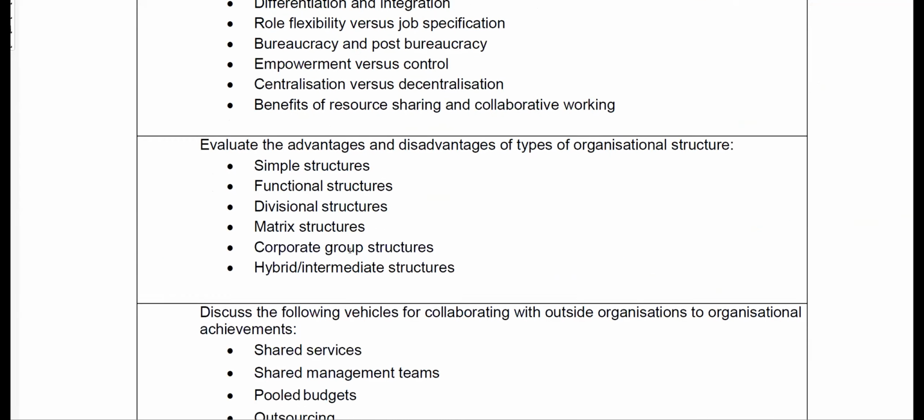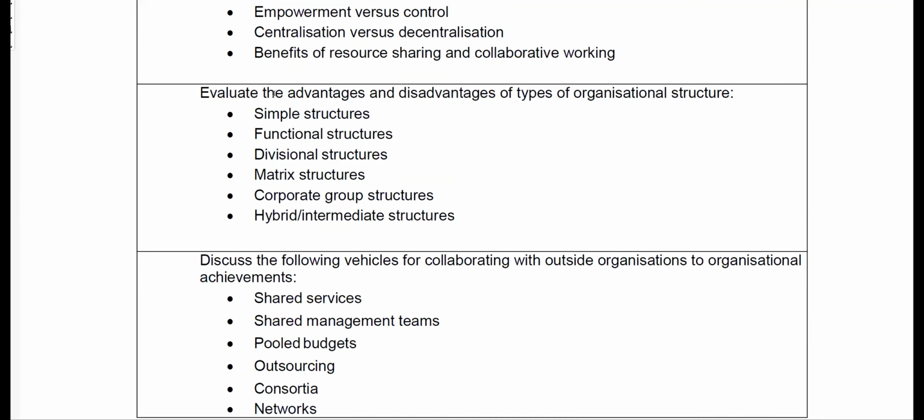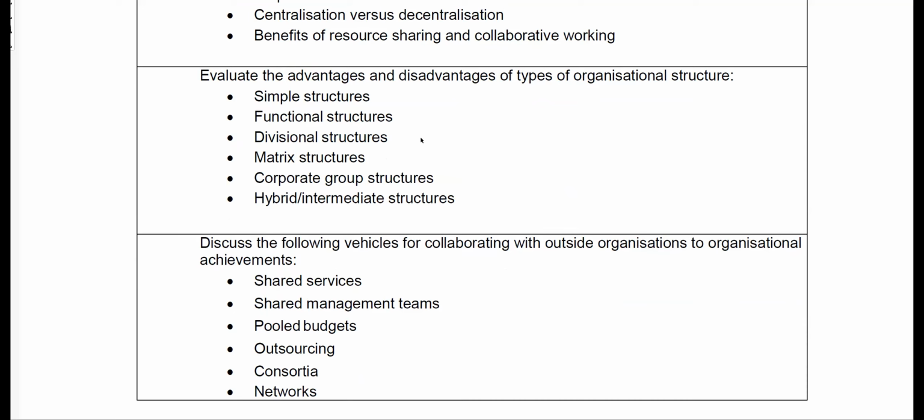So the next model has to do with what? The various types of organizational structures. And here you see the examiner told you exactly what they are going to ask you if this thing comes. They've told you, evaluate the what? Advantages and disadvantages. They've already told you advantages and disadvantages. You get it? So simple structures, you must know.